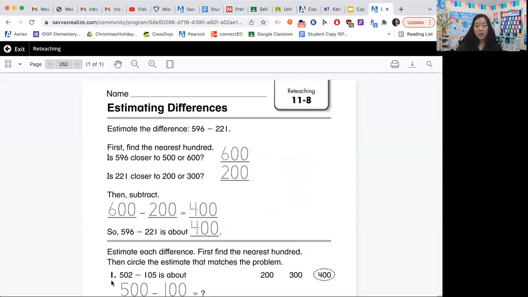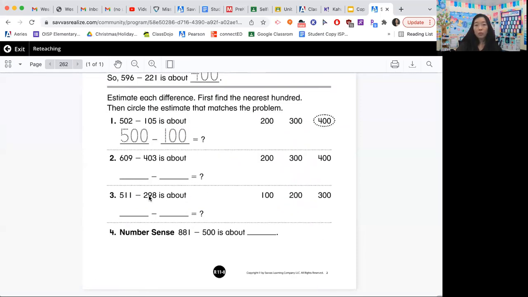All right, let's go ahead and try that with questions 1 through 4. Estimate each difference. First, find the nearest 100, then circle the estimate that matches the problem. So here we have 502 minus 105 is about what? Well, here, 502 is closer to 500. 105 is closer to 100. So 500 minus 100 equals 400.